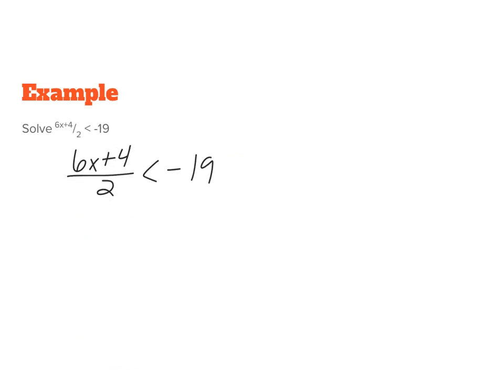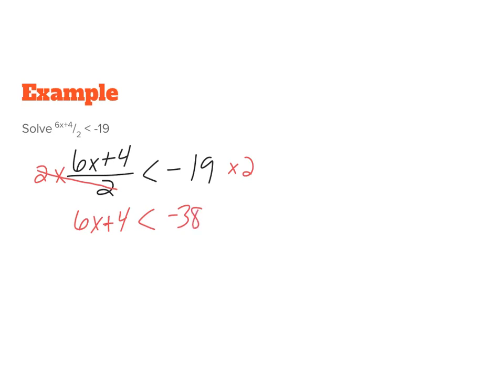Our other example, we've got 6x plus 4 divided by 2 is less than negative 19. Okay, so again, since 2 is on the bottom of the whole thing, I need to get rid of the 2 first, and I can do that by multiplying by 2. If I multiply the left by 2, I can multiply the right by 2 as well. On the left, the 2's are going to cancel, leaving just 6x plus 4. Still have a less than inequality because I multiplied by a positive number, and on the right, negative 19 times 2 is negative 38.